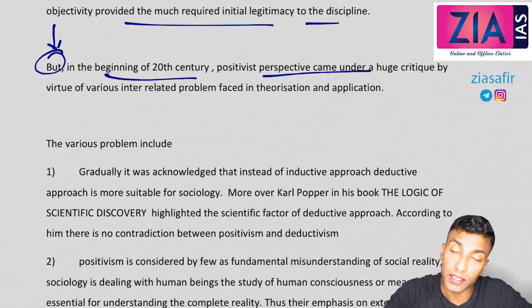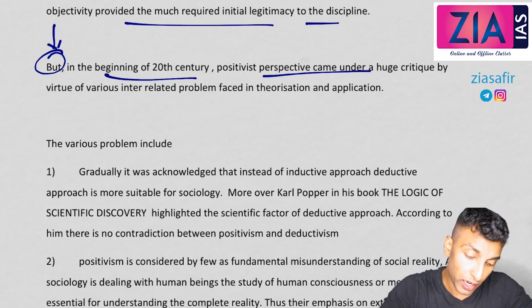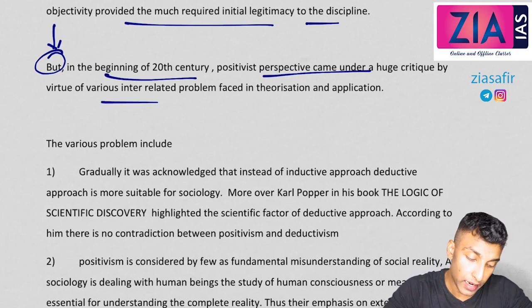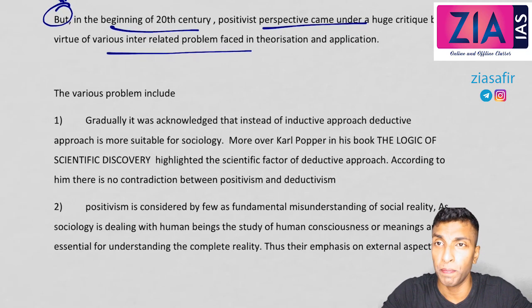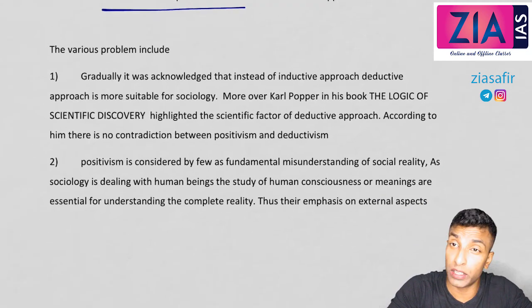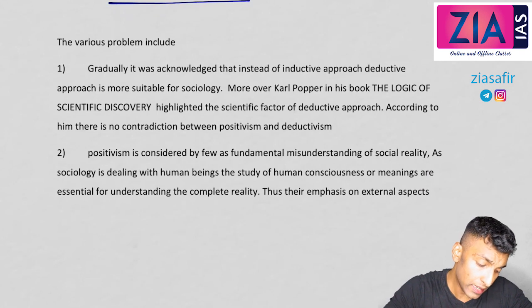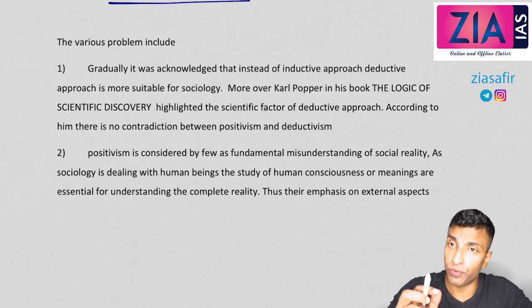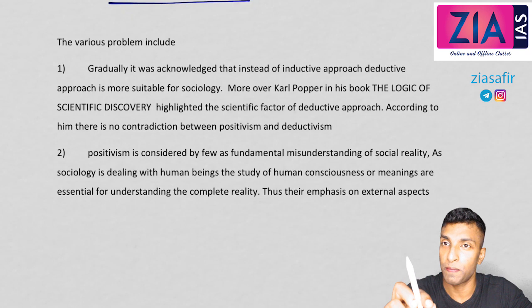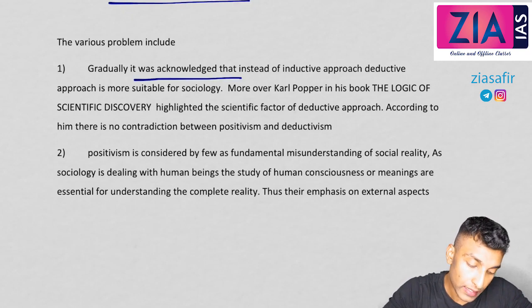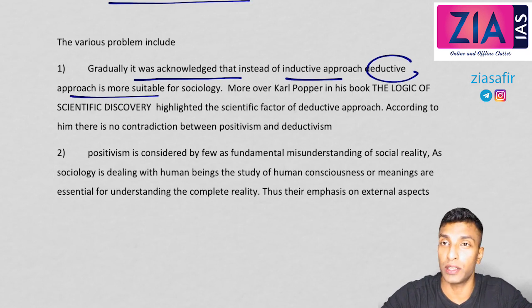Okay, so positivist perspective here. But in the beginning of the 20th century, the positivist perspective came under huge critique by virtue of various interrelated problems faced in theorization and application. So what are the various problems? As I've discussed already, you can take them one by one and criticize. Okay, so gradually it was acknowledged that instead of the inductive approach, the deductive approach is more suitable in sociology.